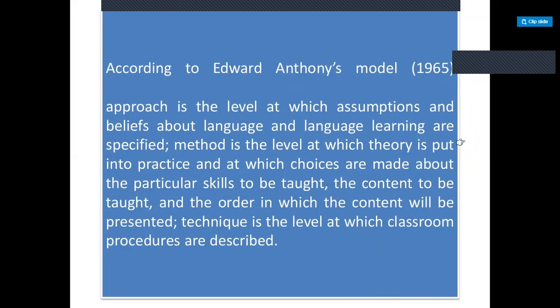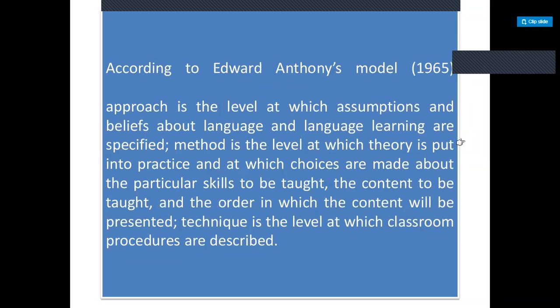So this is the level at which choices are made about particular skills to be taught, the content to be taught, and the order in which the content will be presented. So for example, the structure of a whole class, I'm talking about the class that starts in January and finishes in June, right? And then the technique is the procedure that you're going to implement in one class inside the classroom, right? This deals with only one particular issue that is established in the method.